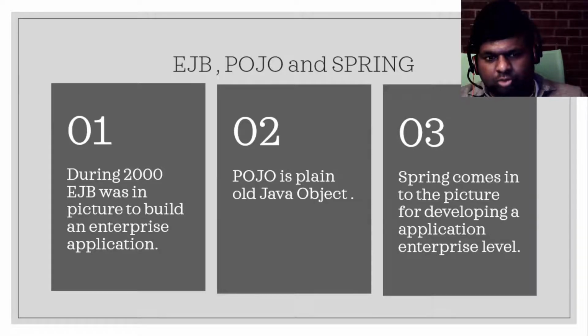After the POJO and EJB times, it was Spring that got a lot of fame. Everyone in enterprise applications would be asking you one question: if you know Spring, then you can sustain in the software world. Spring came into the picture in the late 2010s. At that point, maintaining configuration was reduced compared to the days of POJOs and EJBs. One of the biggest advantages of the Spring framework is that it is very easy to integrate with the Hibernate framework as well as the Struts framework.